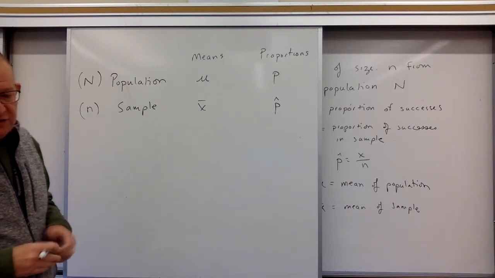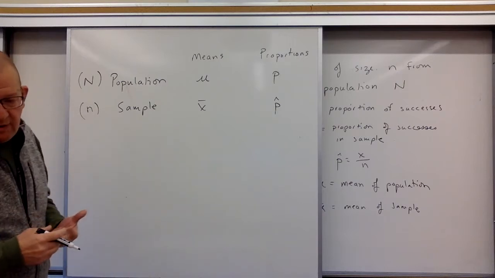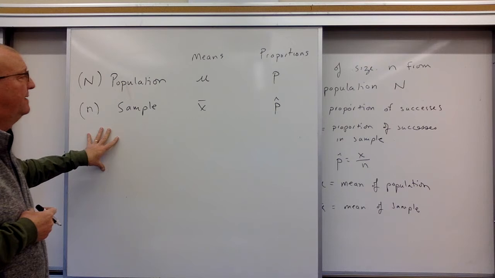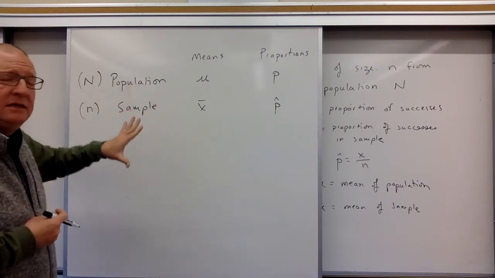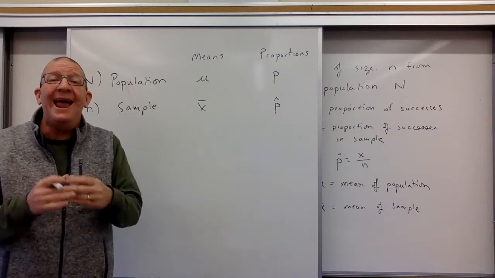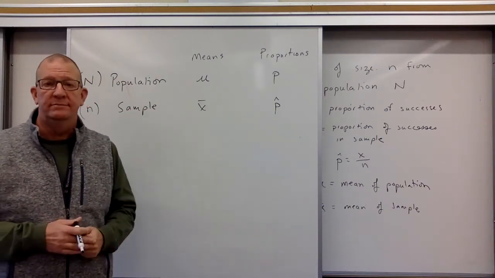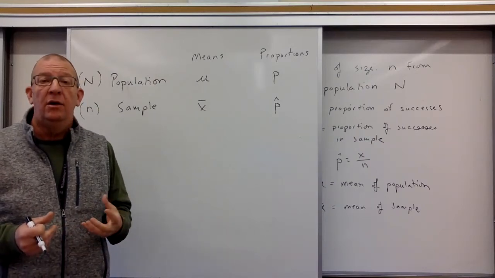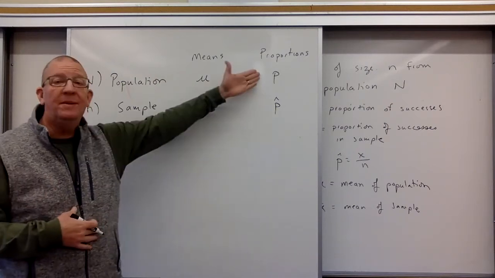All right, let's talk about the mean of the sampling distribution. Okay, and so we know, and here's the idea. If we do all of these X bars, and we take the average of all of our X bars, that average should be mu. If we take the mean of all of our P hats, that mean should be P.